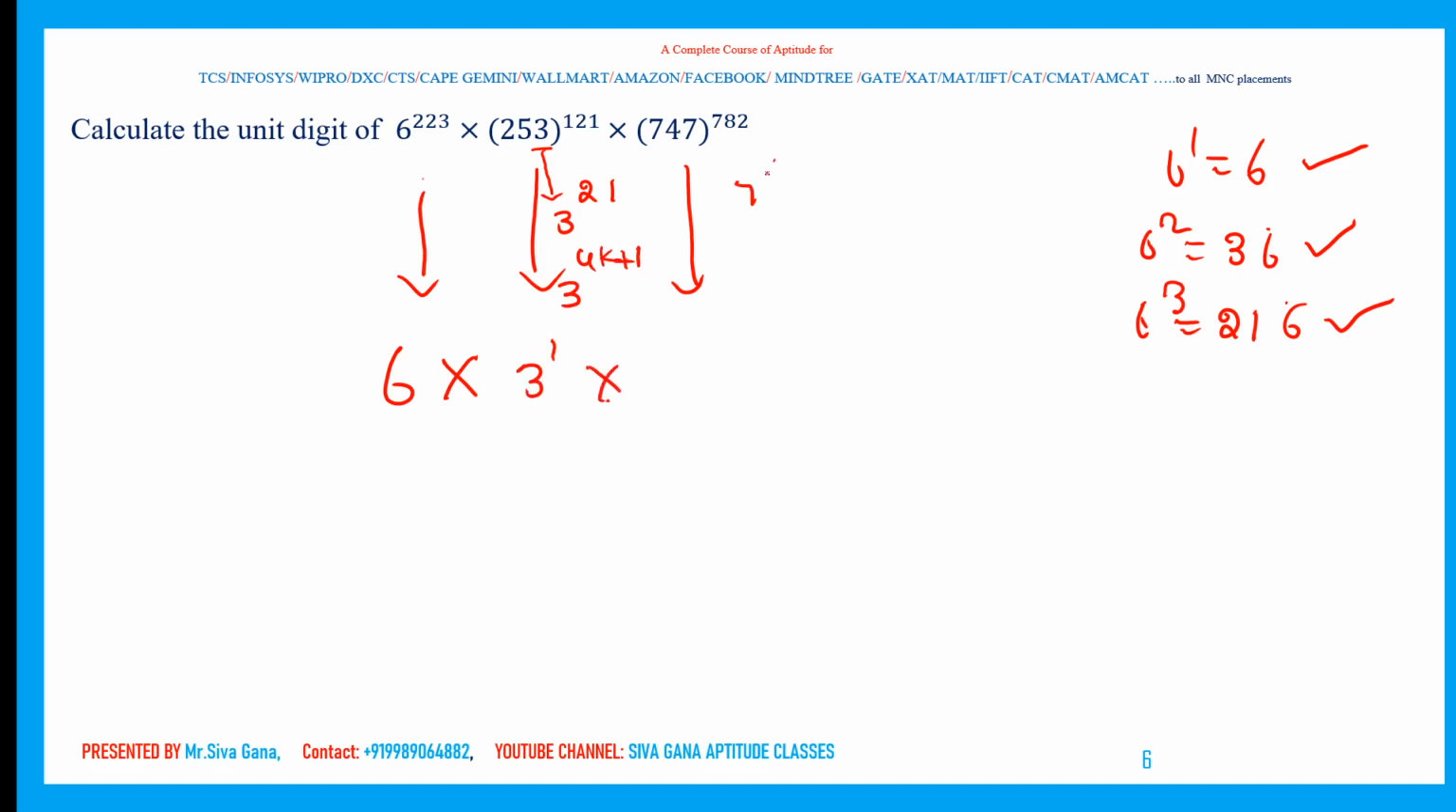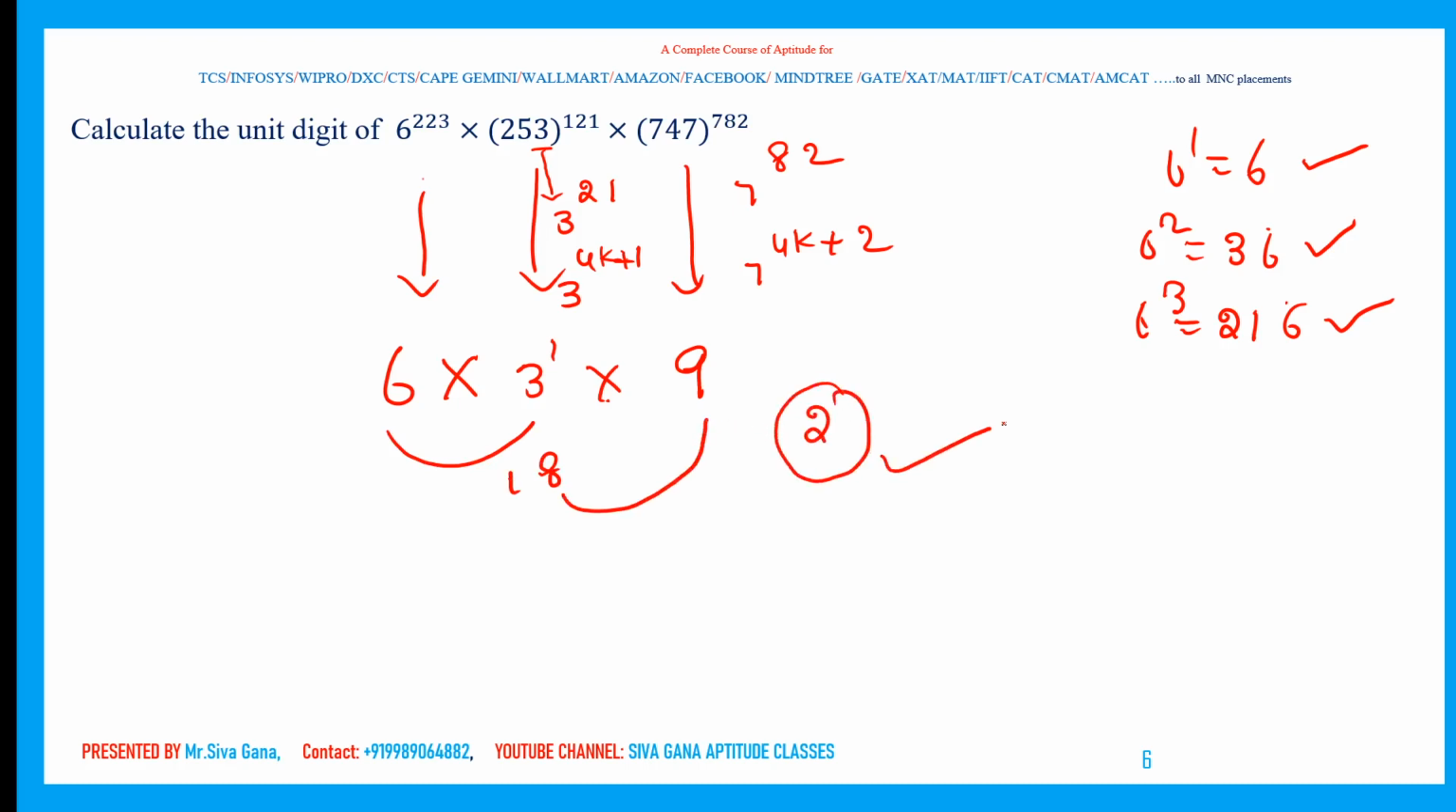Now here 7 power 82. 82 is in which form? 4k plus 2, 4 20s are 80 plus 2. The unit digit of 7 power 4k plus 2 is the same as 7 square. 7 square unit digit is 9. 6 3s are 18, unit digit is 8. 8 9s are 72. So the overall unit digit is 2.